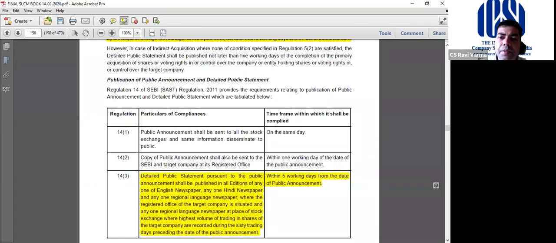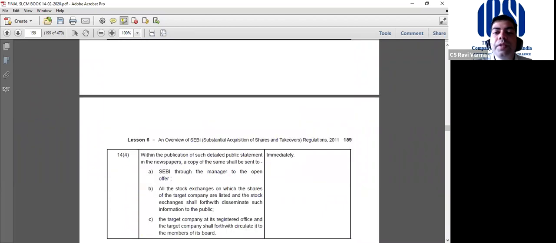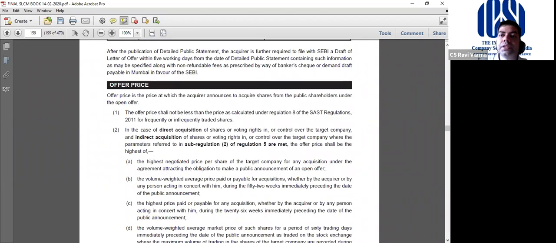Detailed public statement shall be published in the newspaper, English, Hindi, one vernacular. And it will be a big advertisement which will give the details. What will be the details in the detailed public statement? Just write it. Details like how many shares you will purchase from the market, what price you will pay, who is your target company, the composition, what is your acquirer cash strength, why the acquirer is acquiring the target, what they think, how it will help the acquirer to acquire the target, who are the auditors of both sides, who is acting as compliance officer. All these details you will give in the detailed public statement.